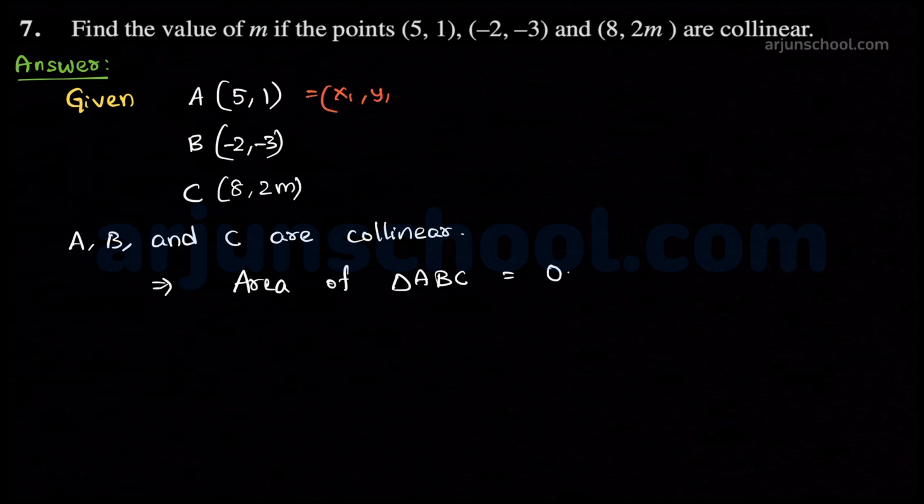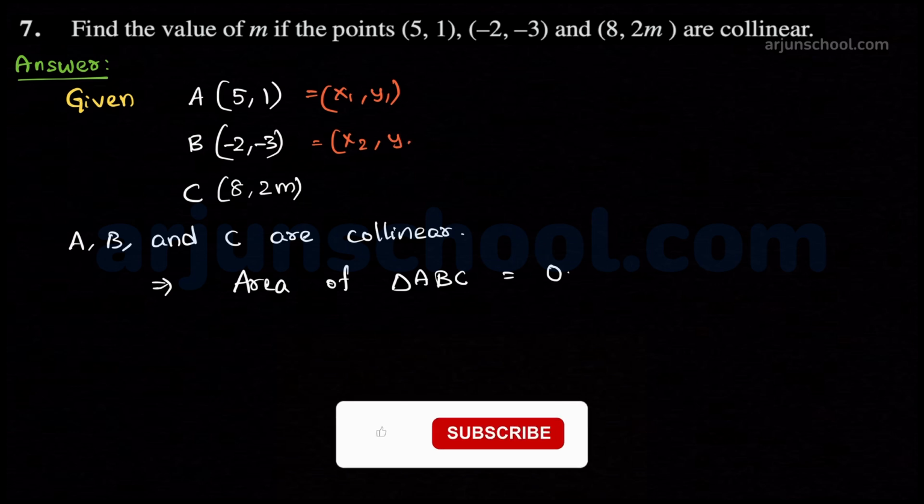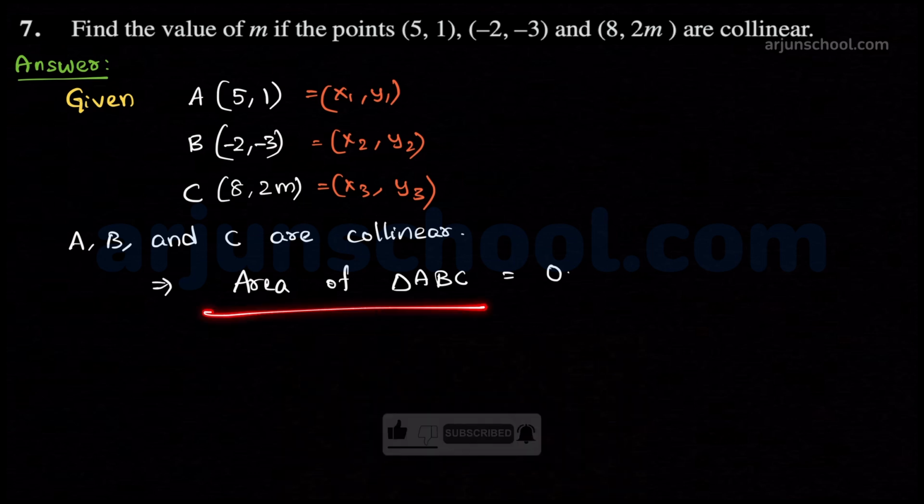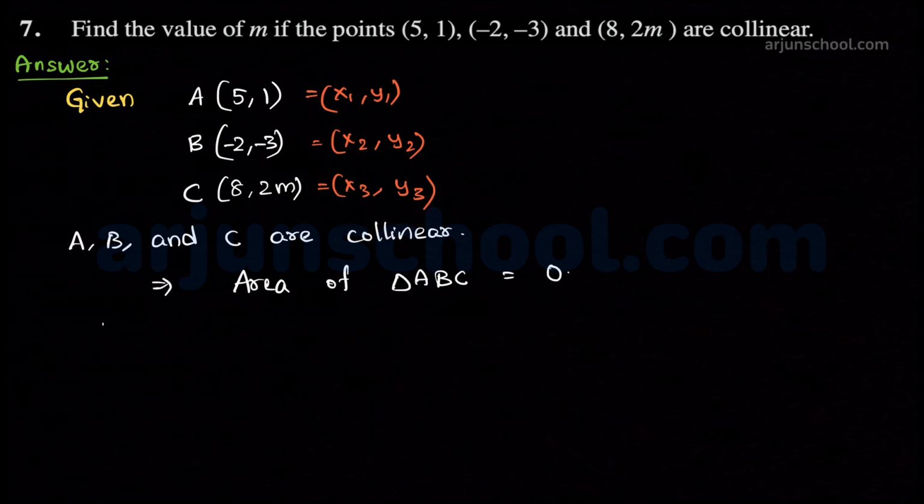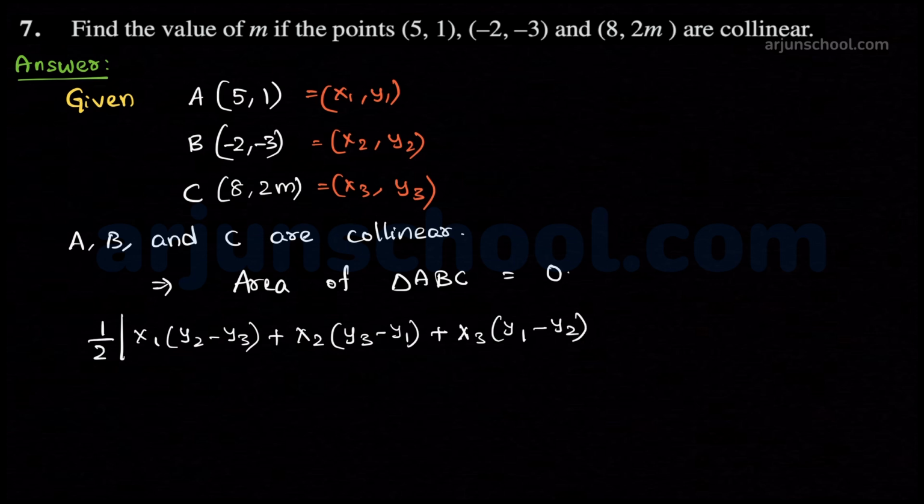Let us consider point A as (x1, y1), point B as (x2, y2), and point C as (x3, y3). And what is the area of the triangle formula when we are given 3 points? 1 by 2 modulus of x1(y2 - y3) + x2(y3 - y1) + x3(y1 - y2). We have to equate this area to 0.